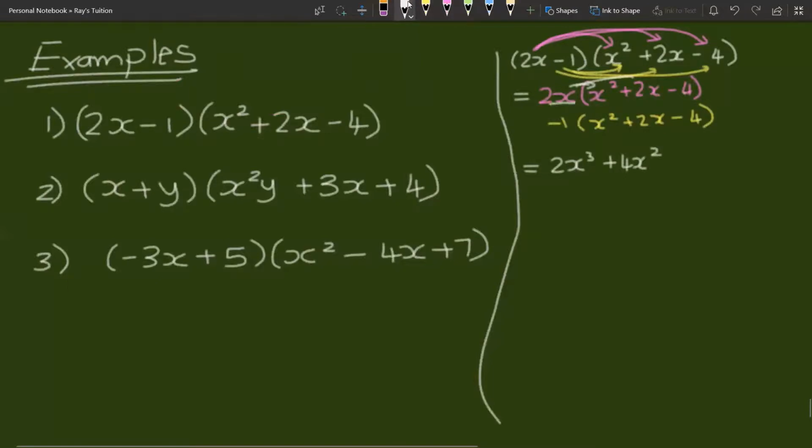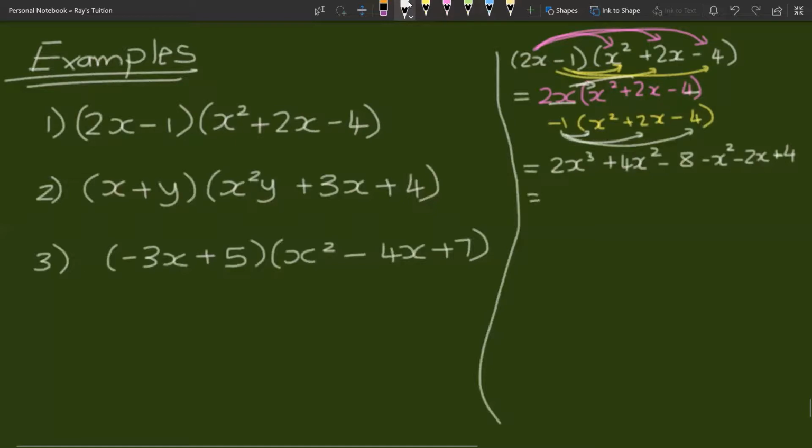And 2x times negative 4 is negative 8. Now let's distribute that minus 1. Minus 1 times x squared is minus x squared. Minus 1 times 2x is minus 2x. And finally, minus 1 times negative 4 is positive 4.